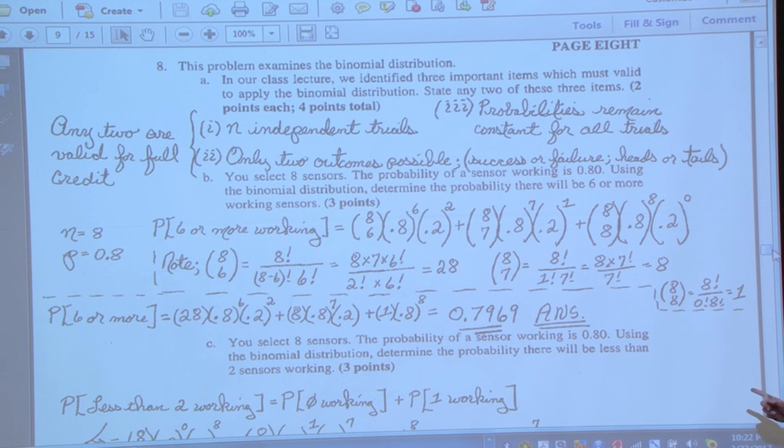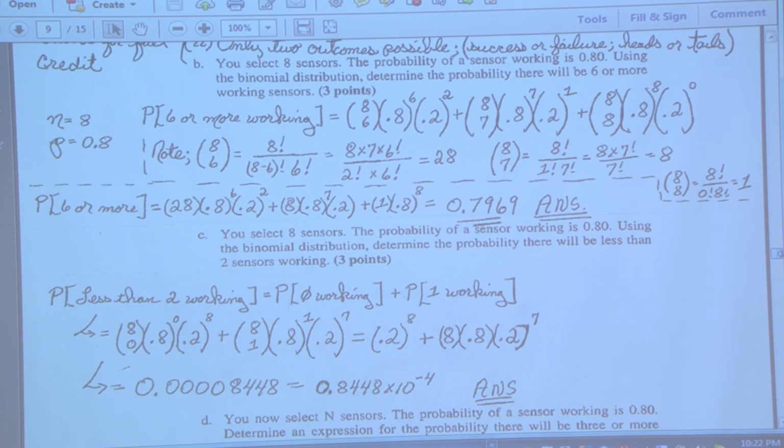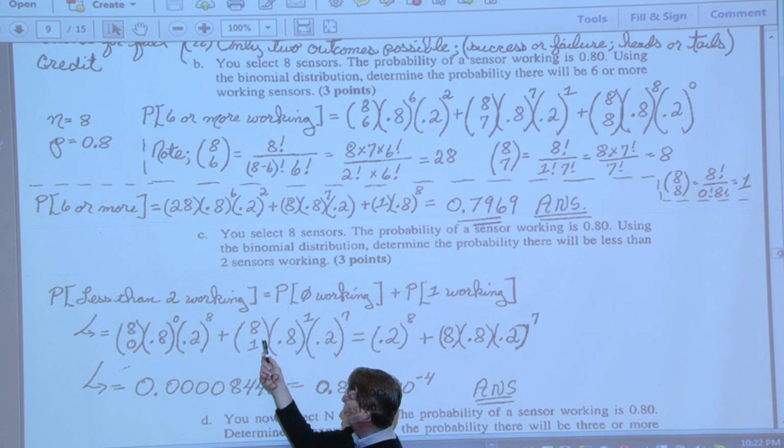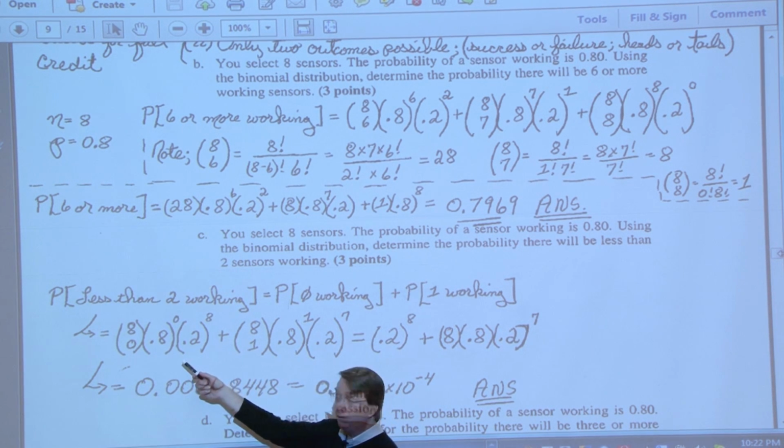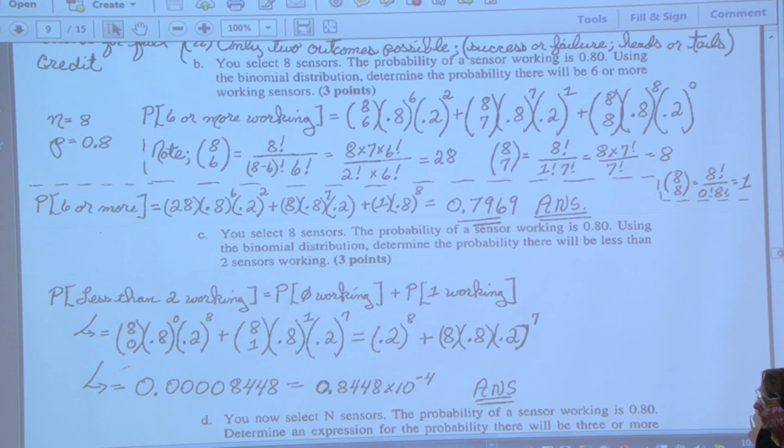All right. Using the binomial distribution, part C now. Determine the probability of less than 2 sensors working. That means 0 working or 1 working. So that's 8 choose 0, 8 choose 1. 0.8 to the 0, 0.2 to the 8th, and so on. 0.8 to the 1, 0.2 to the 7th. I'm looking around to see if there's any questions.